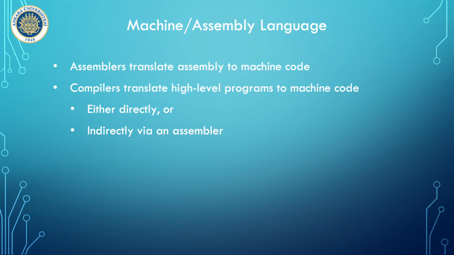Assemblers translate assembly code into machine code, whereas compilers translate high-level languages into machine code either directly or via assembly. This explains where assembly fits in the translation process.